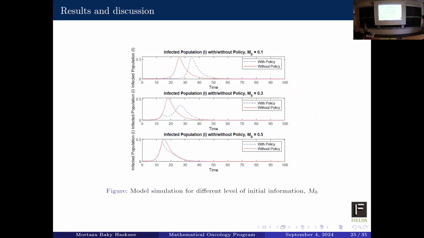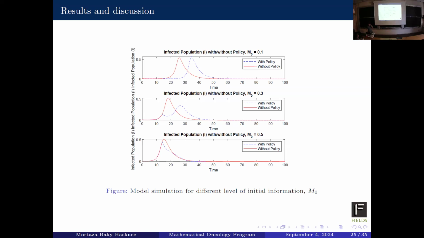Here, we also simulated for different levels of information. We assume that the initial level of information plays a critical role in the government decision, as I mentioned, and also in the individuals' response to the policies. So I simulated the model for different levels of information. As you see here, if the initial level of information is low, there will not be much impact on the maximum number of infections, but it will postpone the peak, because there is some information, and it's different from when you have no information about the disease.